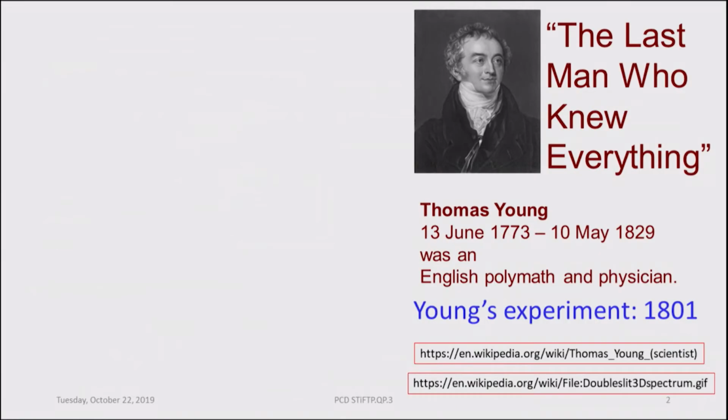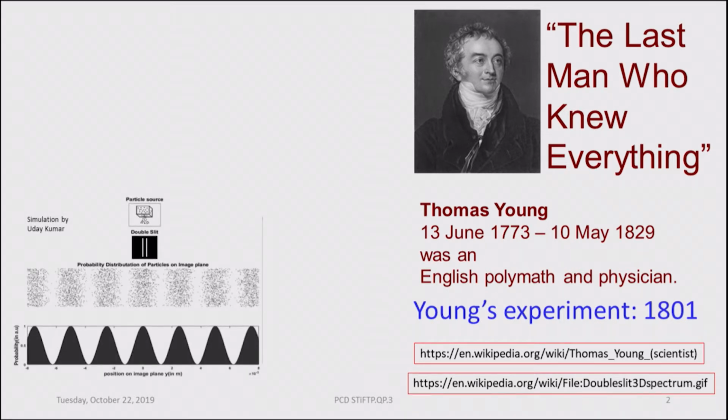And a classic view of this can be obtained from the Young's double slit experiment, and we will discuss that. So, Young was a brilliant person who is often considered as the last person who knew everything. And he set up this experiment, which is a classic experiment, and this is a figure from a simulation by our friend Uday. He has simulated the Young's double slit experiment, and there are some other things also involved in this simulation, about which I will talk as we discuss further.